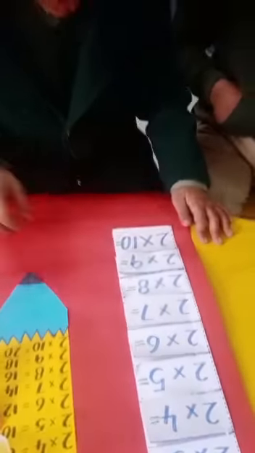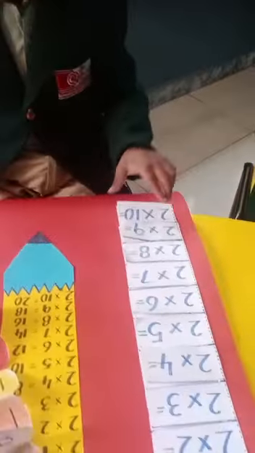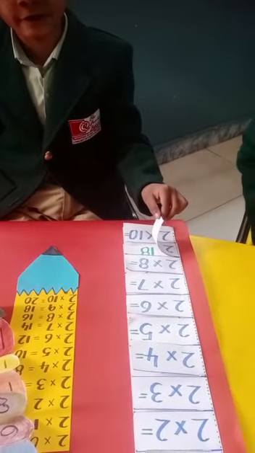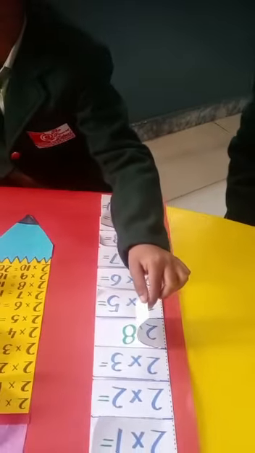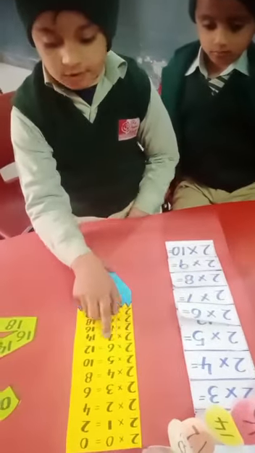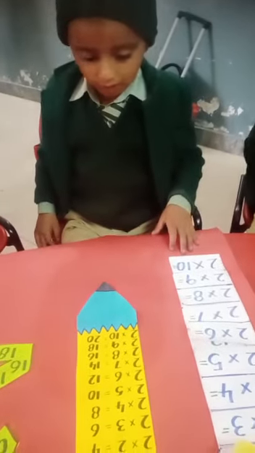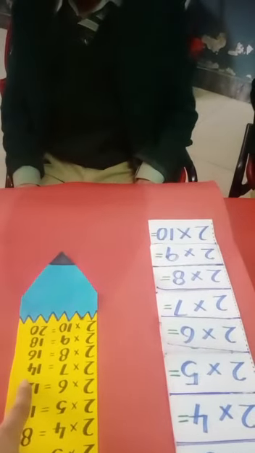Excellent. 2 eights are? Imaz? 16. Okay, Hassan, 2 fours are? 8. Very good. Tell me, 2 sixes are? 12. Okay, Ahmad, 2 sevens are? 14. Very good. Ibrahim, please tell me.